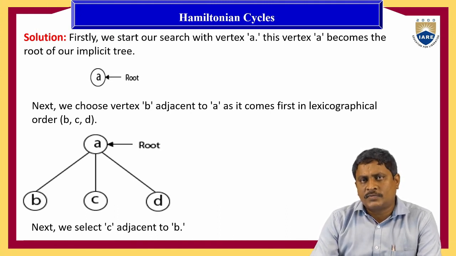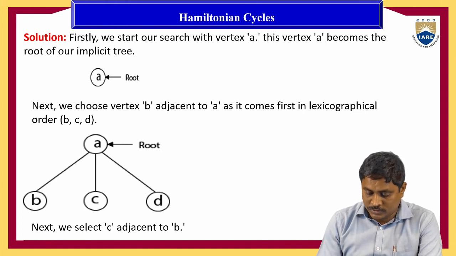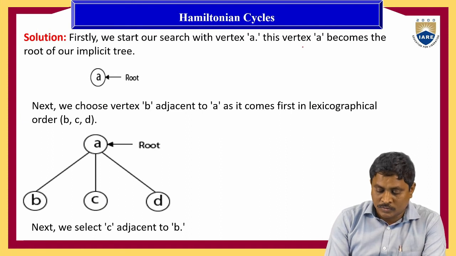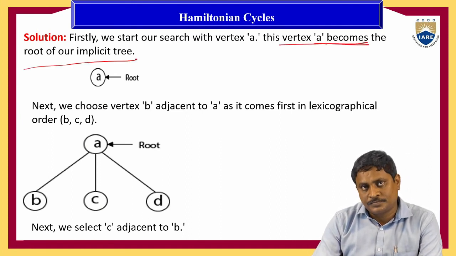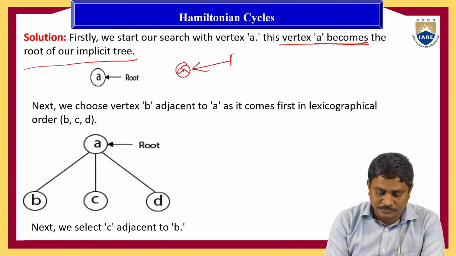Firstly, we start our search with vertex A. So A becomes the root of our implicit tree. We take this A as the root.